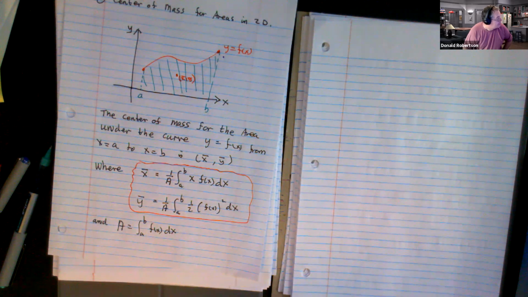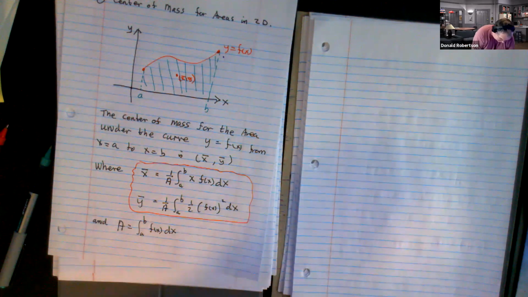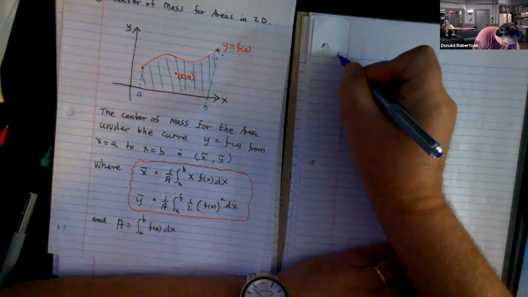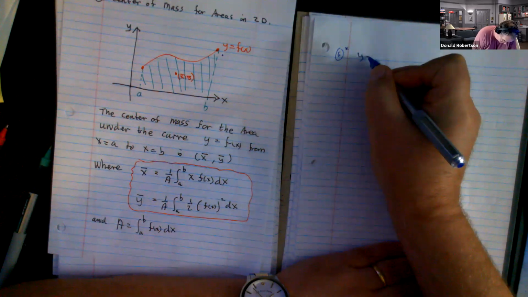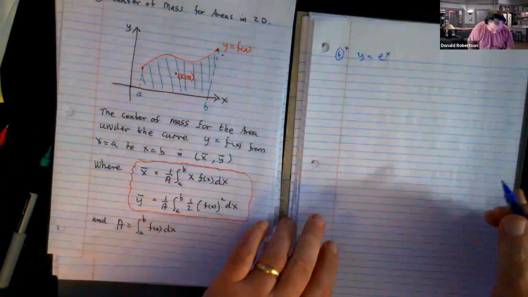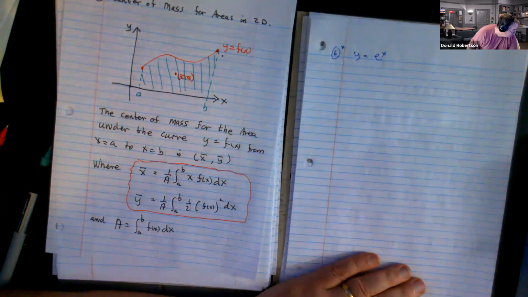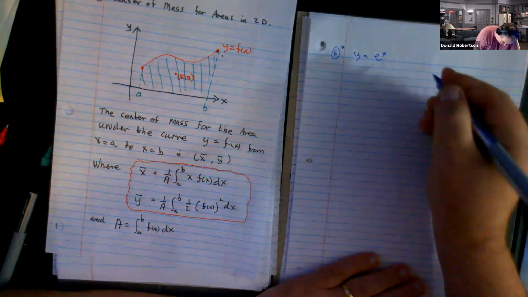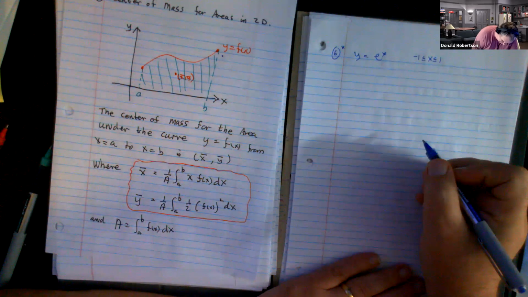Let's do, let's see, which one shall we do? Let's do question 6. In this one, we are taking e to the x, nothing special about e to the x. We're going to do it from -1 to 1, and we're going to find its centre of mass.